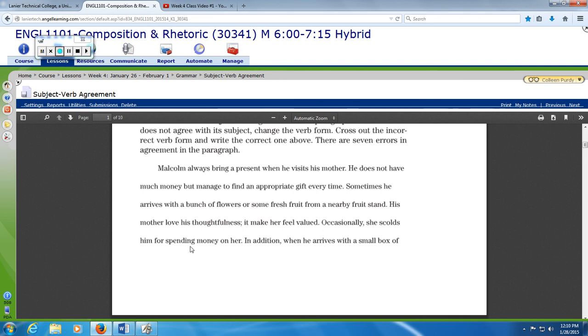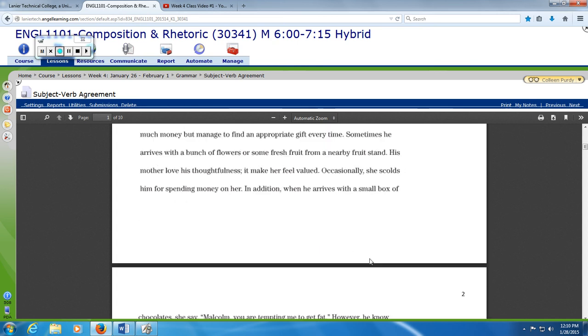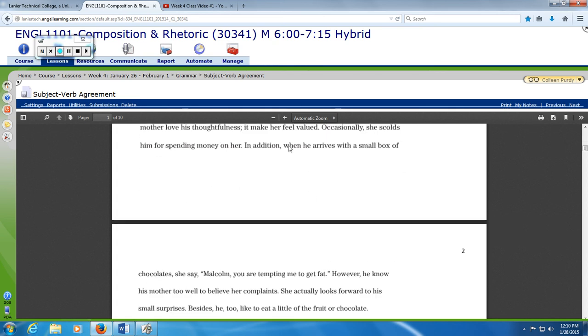She scolds him for spending money on her. That's fine. Singular subject, singular verb. In addition, prepositional phrase, when he arrives with a small box of chocolates, this is a dependent clause, because I see a subject and a verb, and I know this is a dependent marker, or what we call a subordinating conjunction. All right, so I know when I see this that the clause following it will be dependent. This is fine. Singular subject, singular verb.